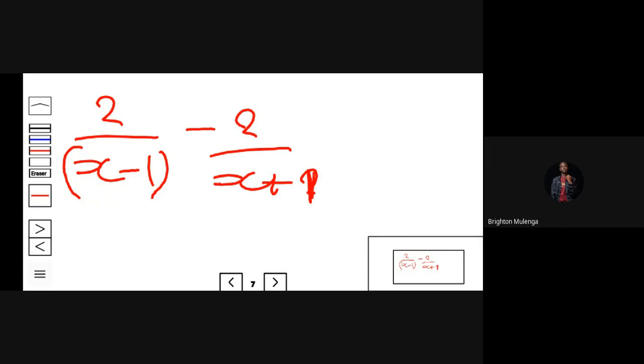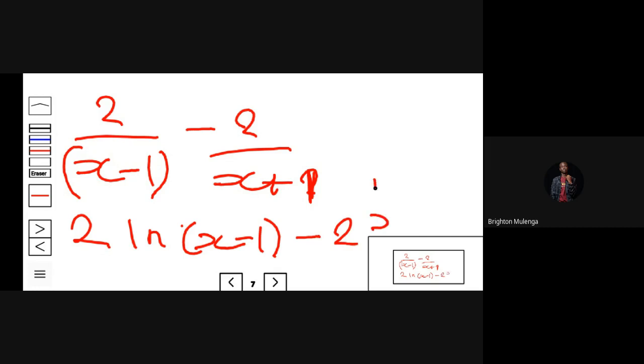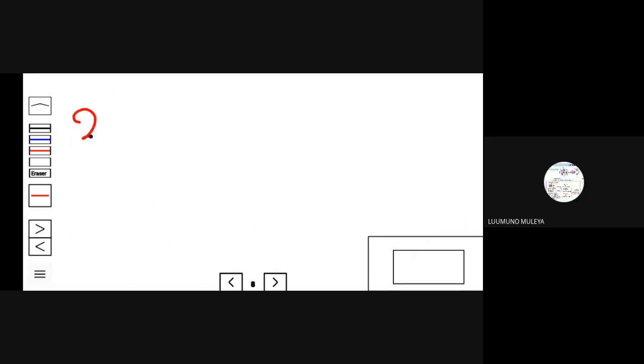So I can just factor out the 2 and have in x minus 1. Is it, Dr. Brighton? Yes, Doc. Minus 2x, oh no, in x plus 1. Yeah, just wait a minute, Doc. Just need clarity on that one.